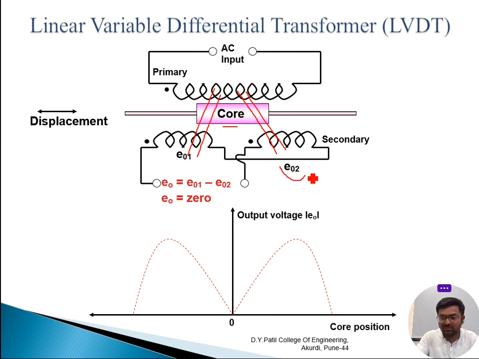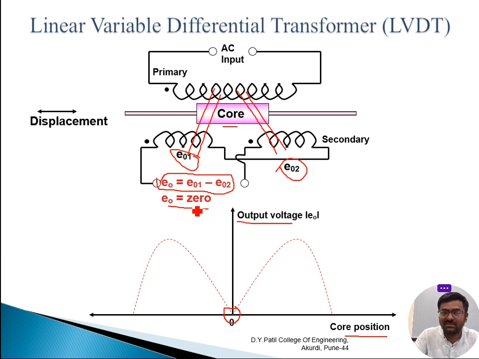So E naught of 1 and E naught of 2 both will be of the same amplitude. If I take a subtraction of these two, E naught equals E naught 1 minus E naught 2, then what will you get? You will get a 0 value. And in the characteristic you can observe, whenever my displacement is 0, I am getting a 0 value. What is this axis? This is the core position axis. And what about this axis? This is my output voltage. You can observe that this output voltage is equal to 0 because my E naught 1 and E naught 2 are both the same, and if I take a subtraction of them, it becomes 0.